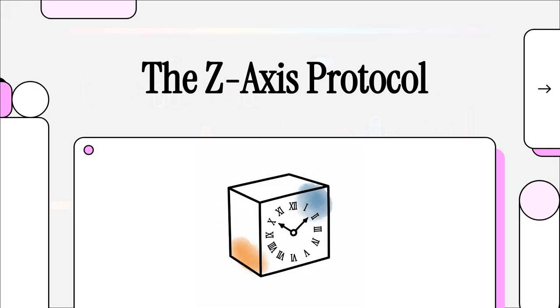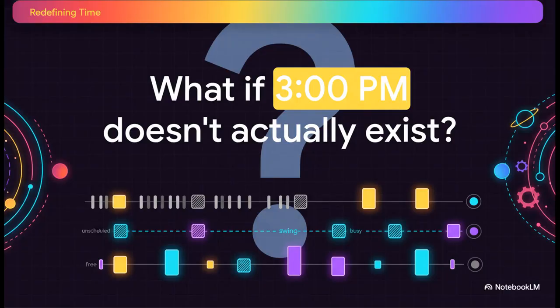Today we are going entirely beyond the clock. We've got our sleek dark mode set up all ready to go because we're about to completely deconstruct something you probably never, ever think twice about: how we actually measured time. We're going to dive deep into the Z-axis protocol. It's this incredibly radical new framework designed to help us hack the grid and honestly fundamentally change how we schedule our everyday lives.